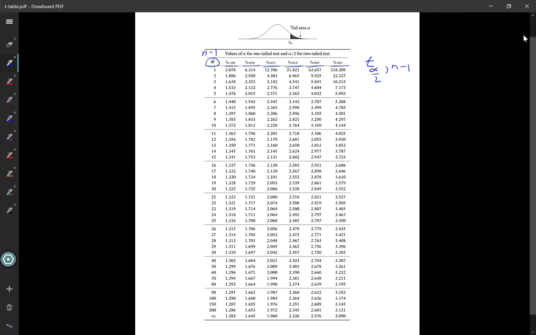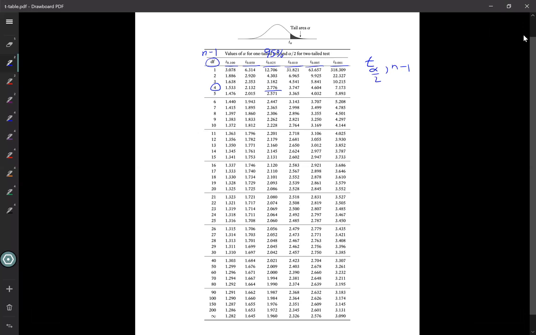Okay, so if we wanted, say, a 95% confidence interval, that would be this column right here, 95%, because t subscript 0.025 corresponds to alpha of 0.05 divided by 2. And let's say the size of our sample was 5, then we would look at this row right here, 4 degrees of freedom, and we would use t equals 2.776.